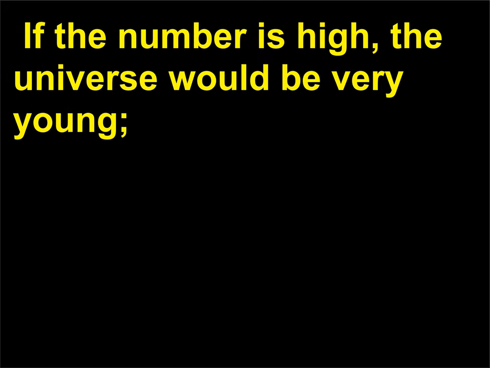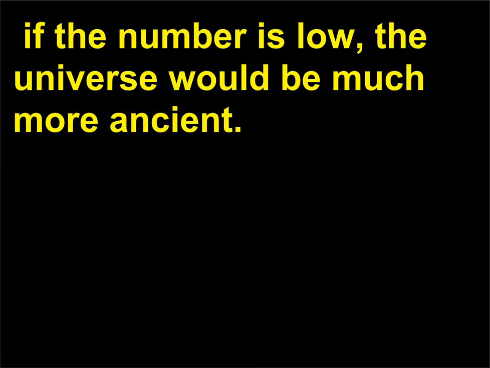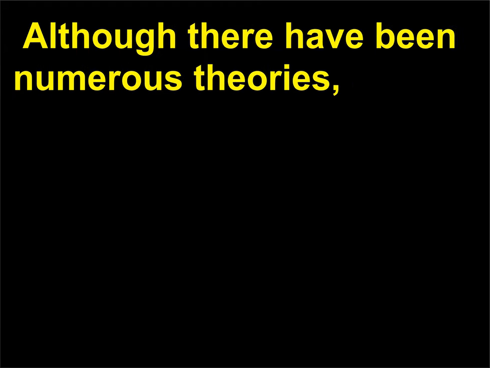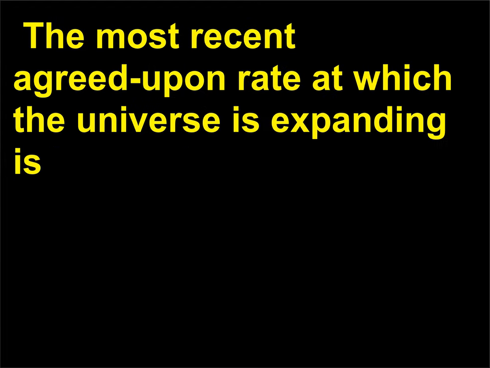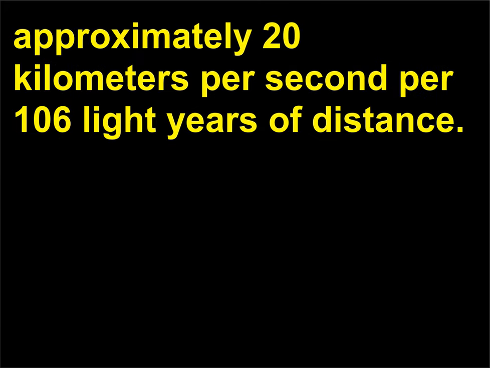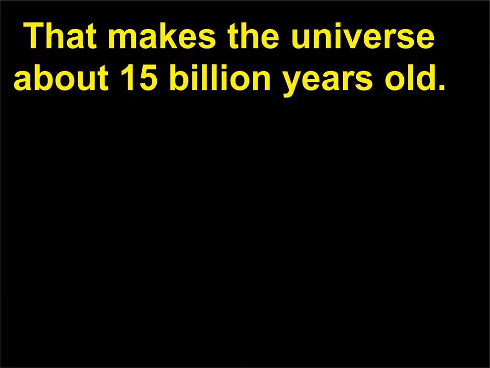If the number is high, the universe would be very young. If the number is low, the universe would be much more ancient. Although there have been numerous theories, the true age of the universe is usually considered to be somewhere between 12 and 20 billion years old. The most recent agreed upon rate at which the universe is expanding is approximately 20 kilometers per second per 10^6 light years of distance. That makes the universe about 15 billion years old.